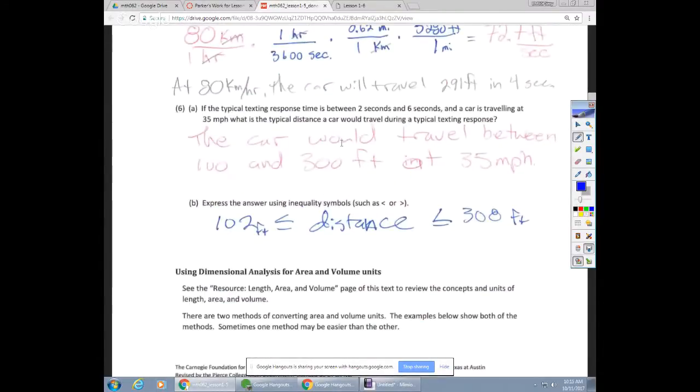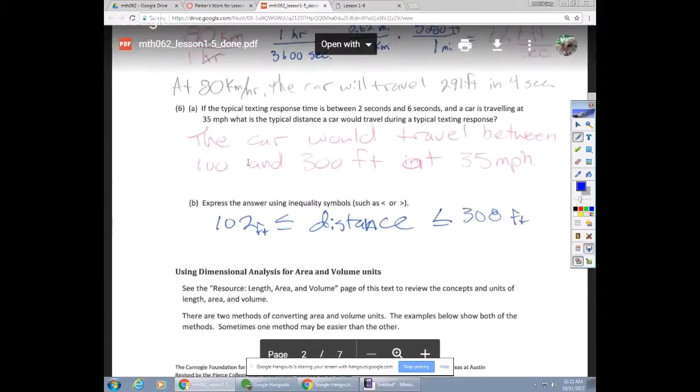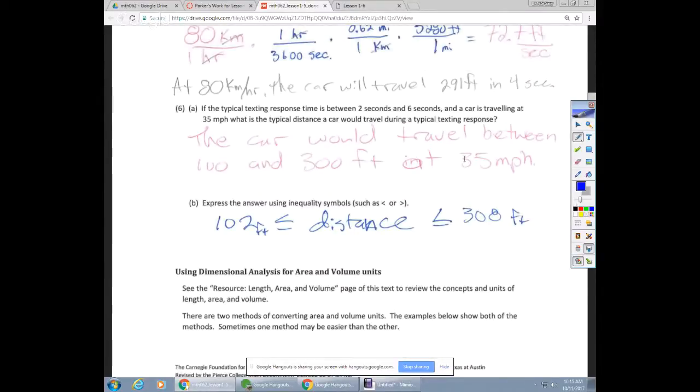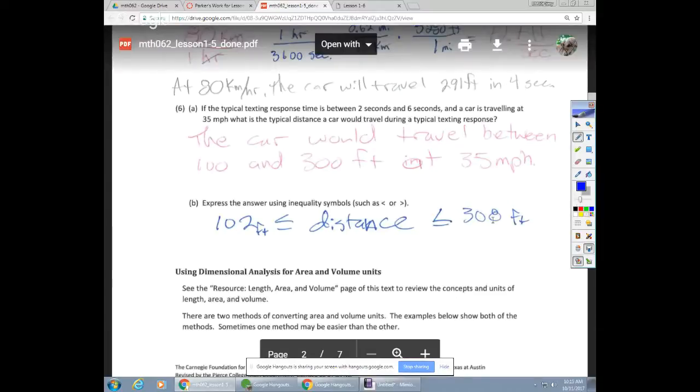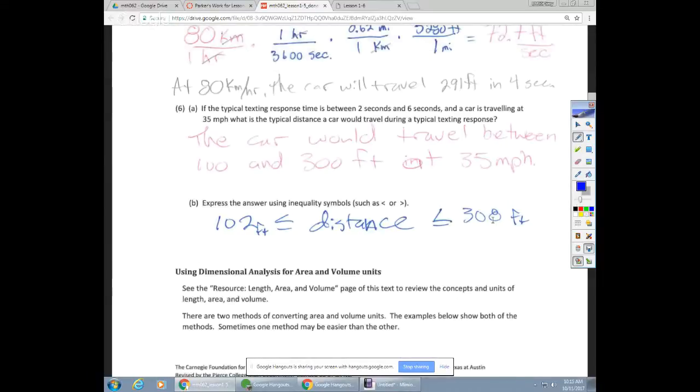All right. So I've got the car would travel between 100 and 300 feet at 35 miles per hour. And then I stated it using inequality symbols. So the distance it travels is going to be greater than 102 and less than 308 is what I calculated. And that was based on my answer to number 3 on the previous page. You thought I had to do more math? I did, but I already did the math, really, because it was on the previous page. All I had to do is look back at the calculations I made for 35.